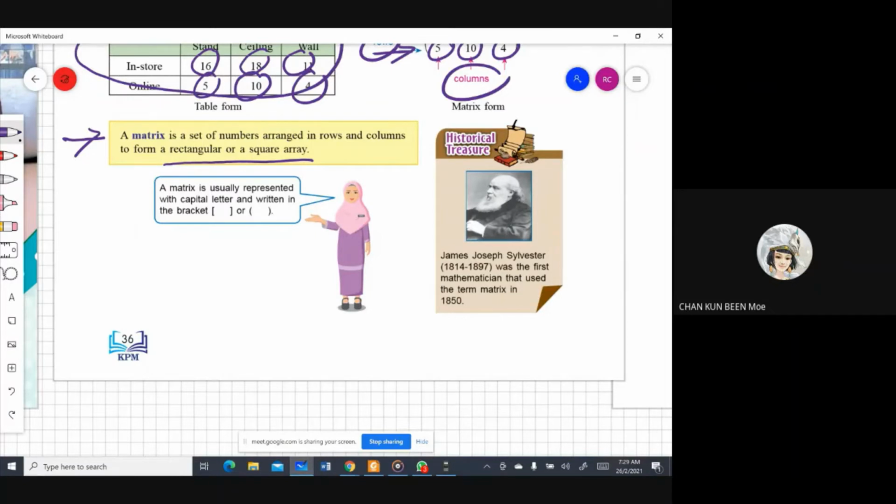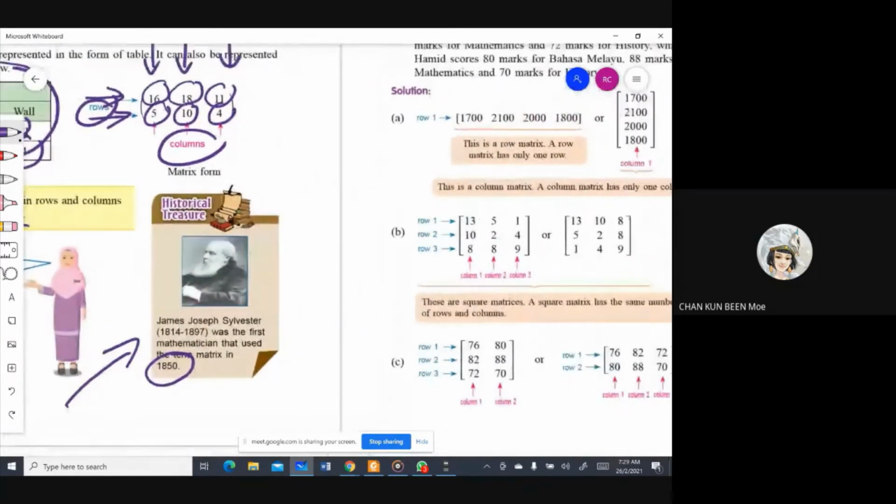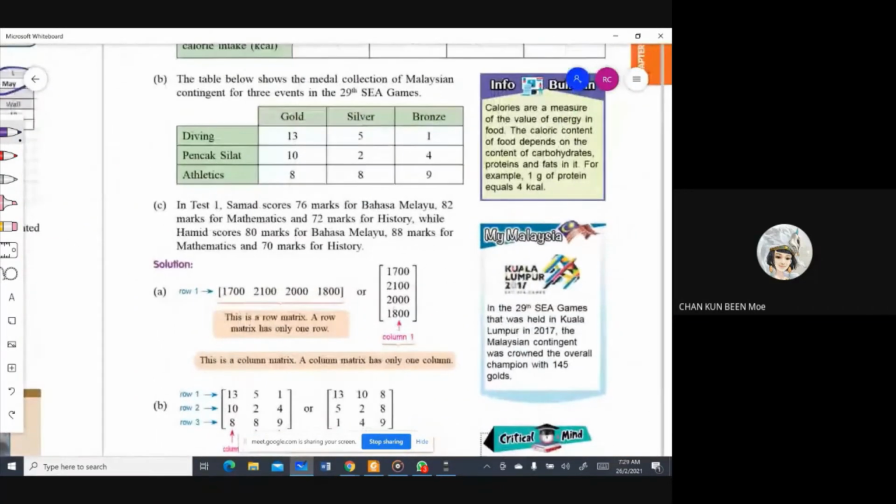Okay, now you look at the notes there. A matrix is usually represented with capital letter and written in the bracket, the square bracket or the round bracket like this. Okay, so now the historical treasure, James Joseph Sylvester, 1814 to 1897, was the first mathematician that used the term matrix in 1850. So a long time ago, we already have this matrix. Now we get into the next one.